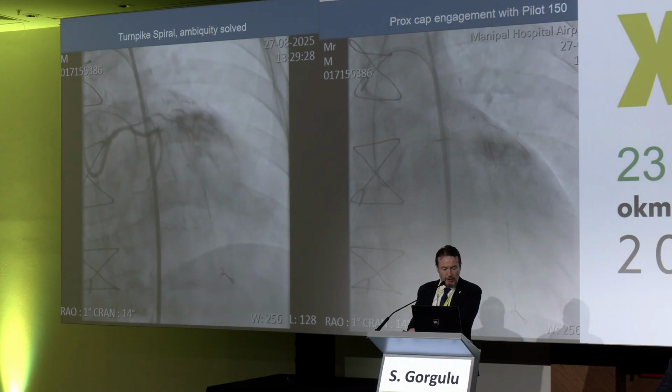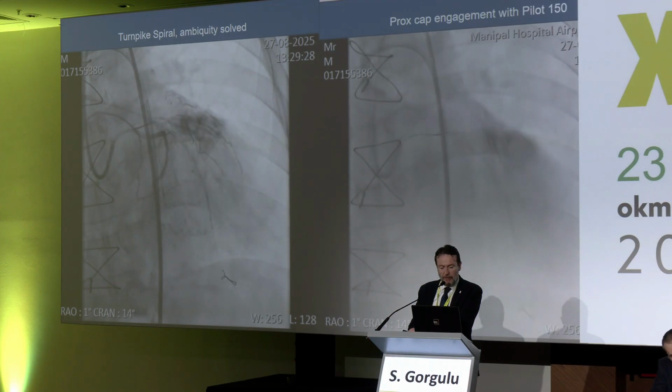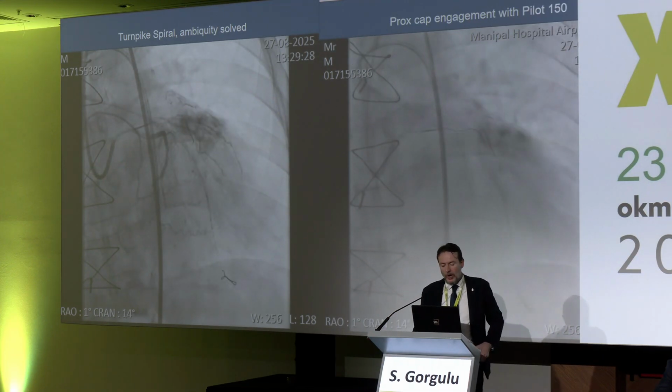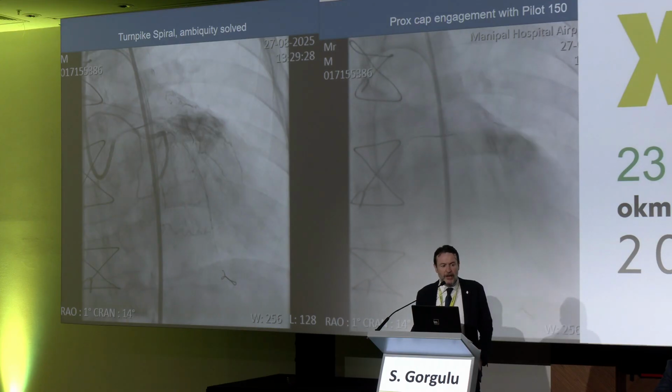Okay, so I'm trying to understand where to go antegradely. And now I have my Turnpike Spiral there, and my knuckled wire is up somewhere, and I'm trying to puncture towards that knuckled wire there.